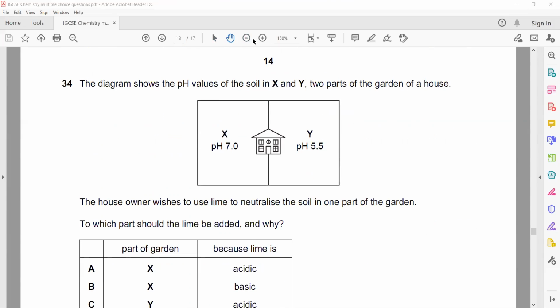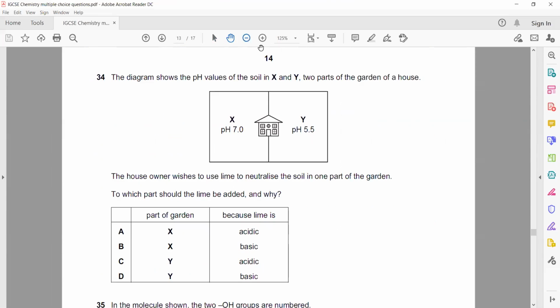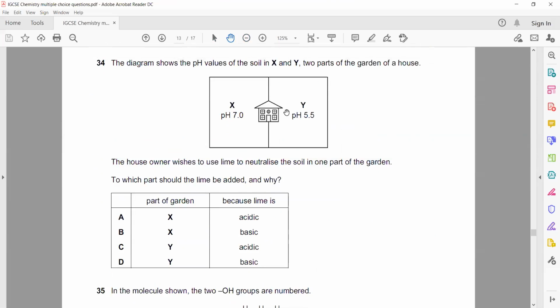The diagram shows the pH values of soil at X and Y, two parts of the garden of a house. The house owner wishes to use lime, calcium oxide. Which part? He can treat an acidic soil with the lime, he cannot treat the basic. So to which part should the lime be added and why? Lime should be added to neutralize the acidic soil, because lime is basic, so it can react with acid.